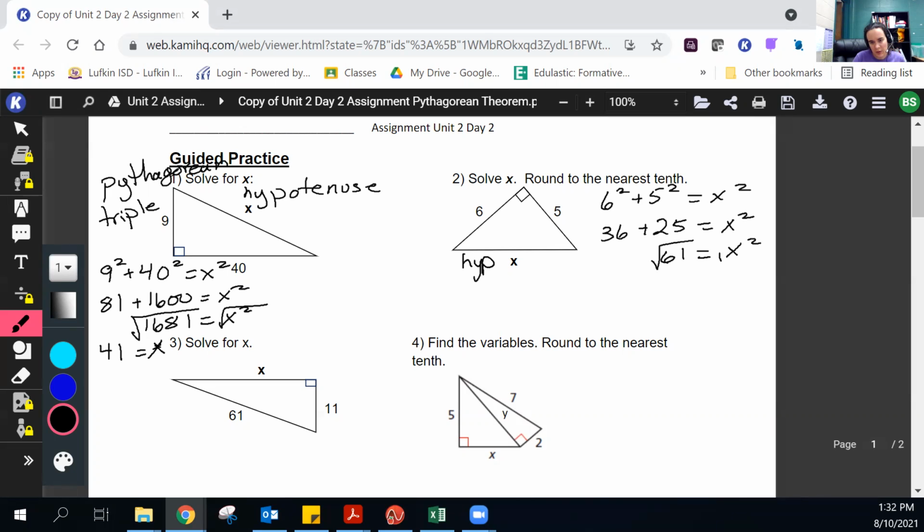And then we're taking the square root of both sides. Then we get 7.81025. But we're rounding to the nearest tenth. Tenth is the first place after the decimal, so we have 8. Looking at the place afterwards, there's a 1, so we're leaving it as is. So we've got 7.8. This is our approximate value for x.